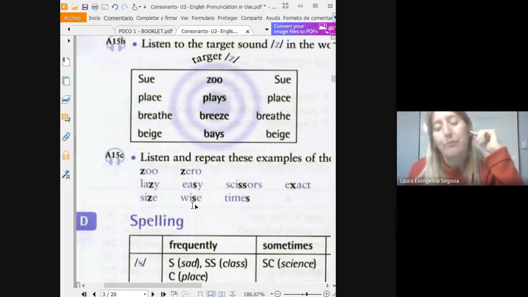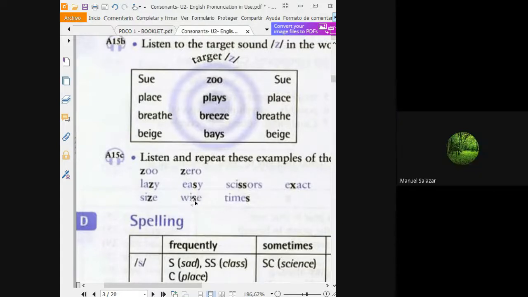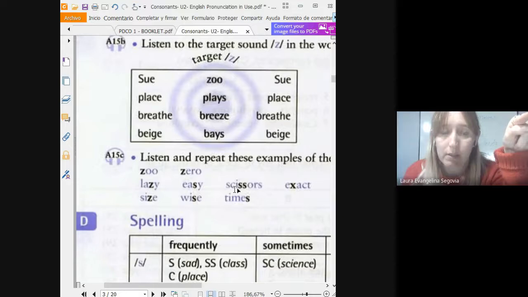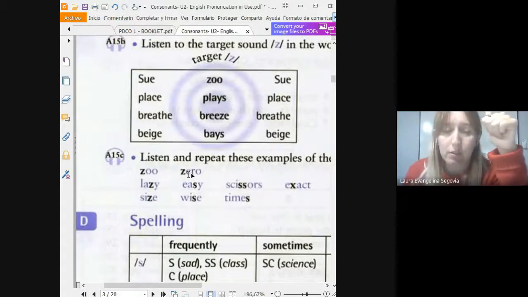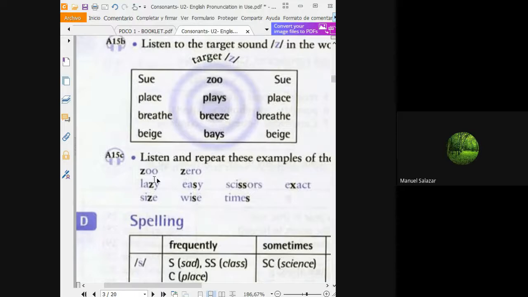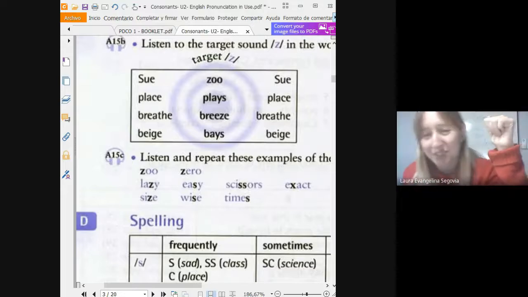Come on. Wise. No. Size. Wait. Focus on the Z. Size. Good. Exact. Scissors. Easy. Lazy. Good. Zero. Zoo. Very good. That's it. Great, Manuel. Good. Thank you very much.